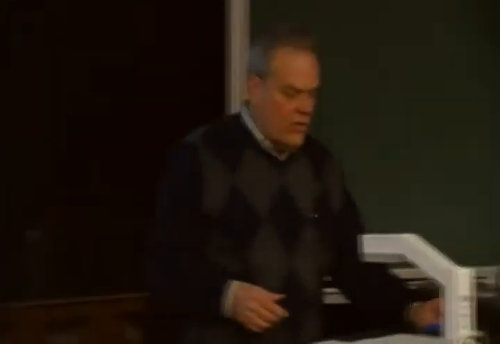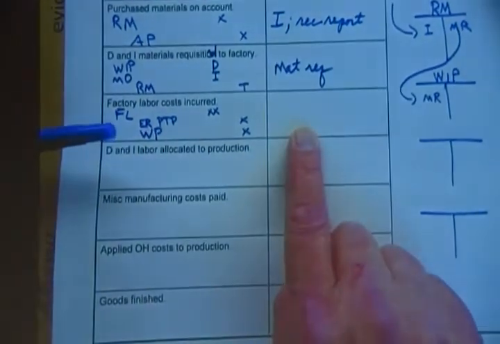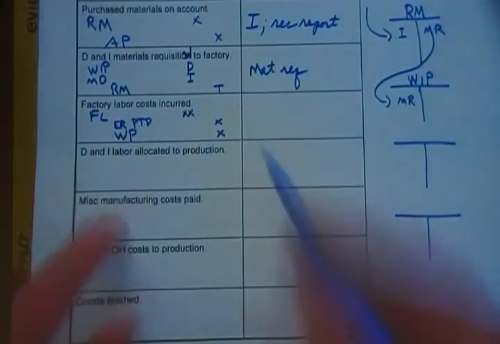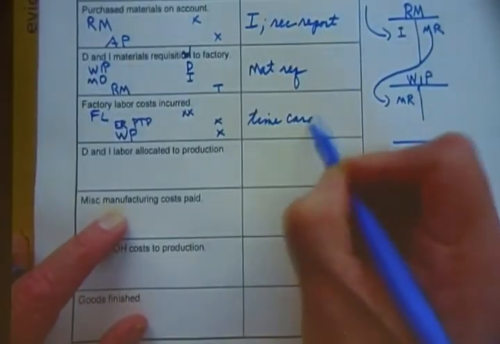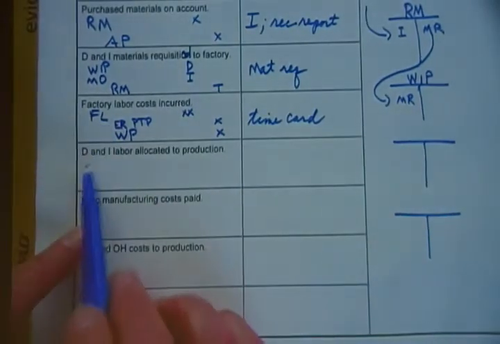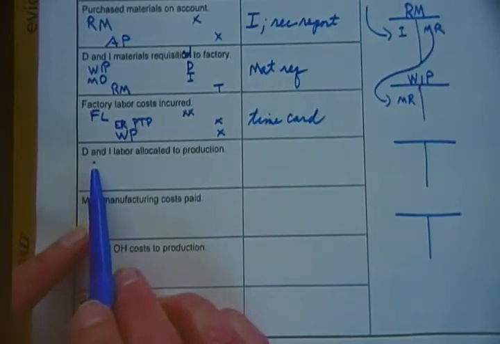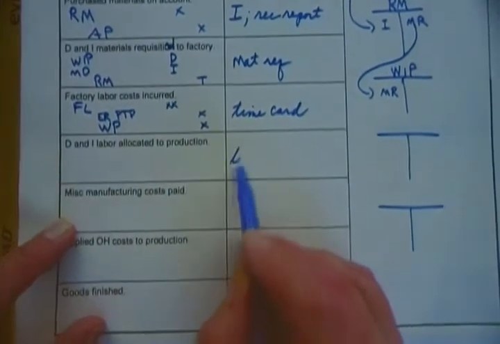So, which is the basis for this entry? What's this answer? This is time cards. It's time cards that allow us to accumulate the information in factory labor. Then direct and indirect labor costs are allocated to production based on time tickets.